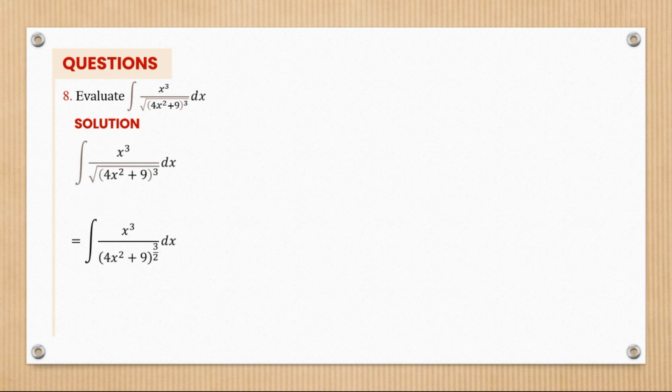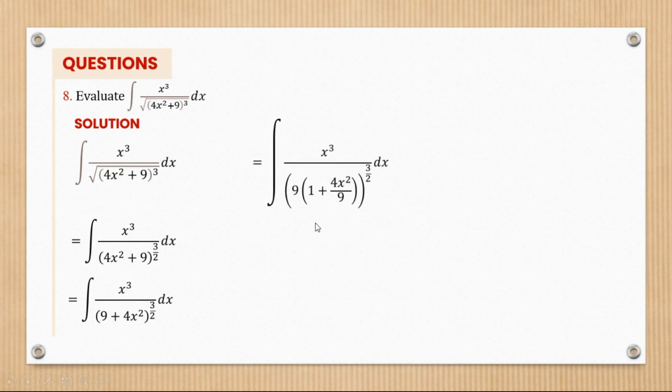But now we know that because they're under a root, this is like having them to the power a half. So this can be the same as 4x squared plus 9 bracket to the power 3 over 2. And then I can see that I can actually arrange them into this format. So now this doesn't change the meaning, because I'll have 9 plus 4x squared to the power 3 over 2. Now I can factorize out the 9, and then I'll have it in this format. But then next, 9 to the power 3 over 2 shall be equal to 27. So I have x cubed over 27 into 1 plus 4x squared over 9 to the power 3 over 2.